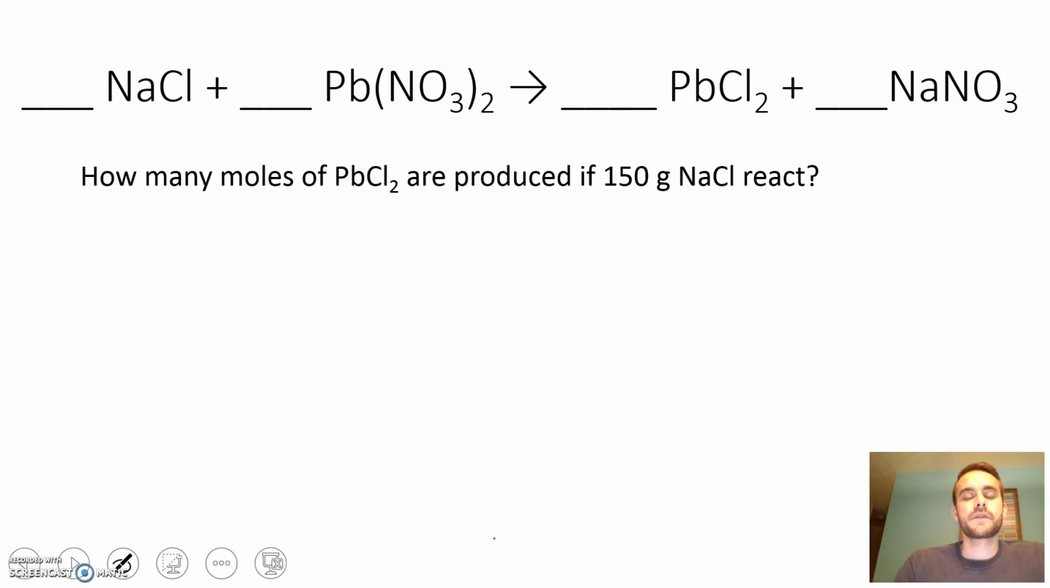All right. So now it's a bit more complicated. Step 1 was to always build the equation if it's already in writing. Here it's already built for you. Step 2 is to balance. So let's go ahead and balance.